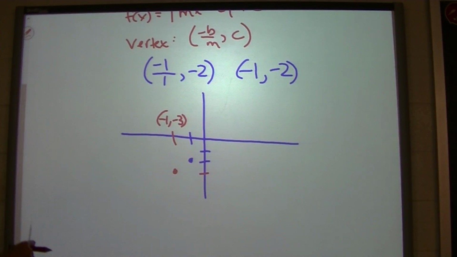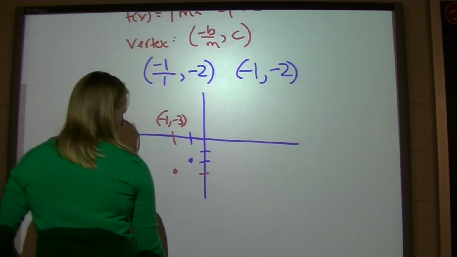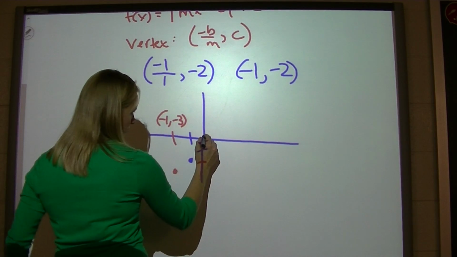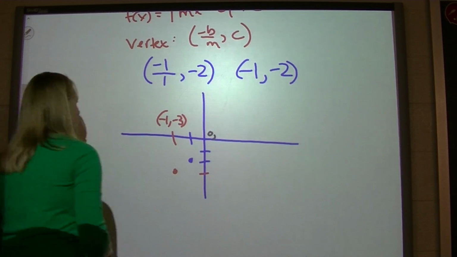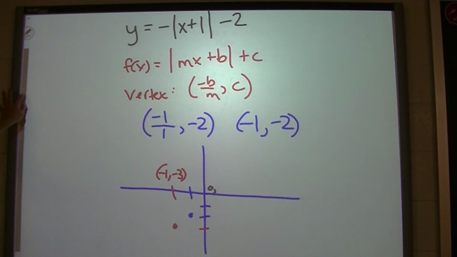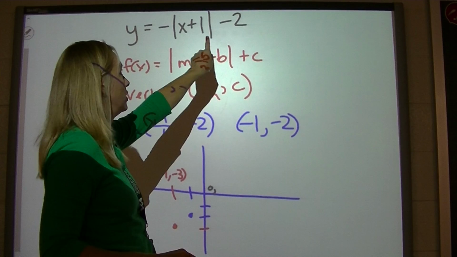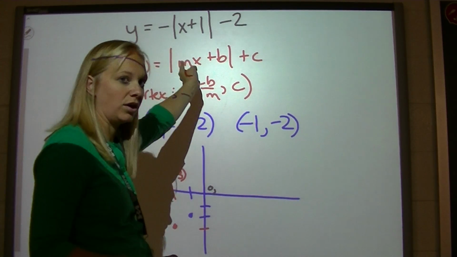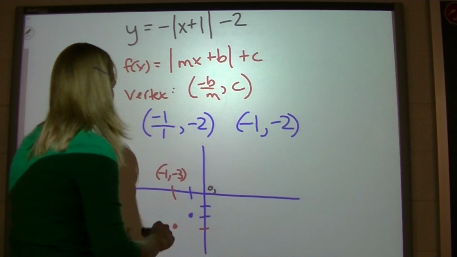And then let's pick a point to the right of our vertex here. So I'm going to pick 0. When x is 0, okay, 0 plus 1 is 1. The absolute value of 1 is 1. 1 times a negative is negative 1, and negative 1 minus 2 is negative 3.